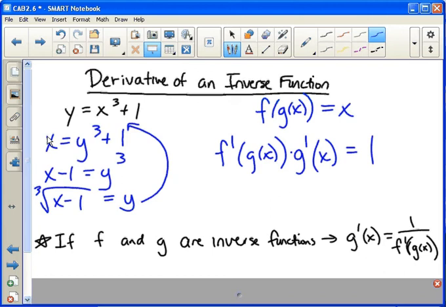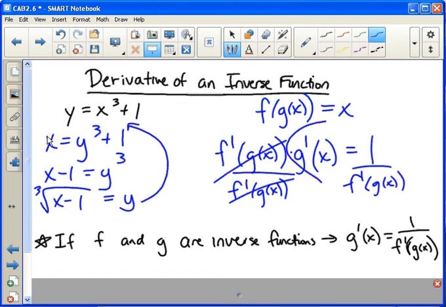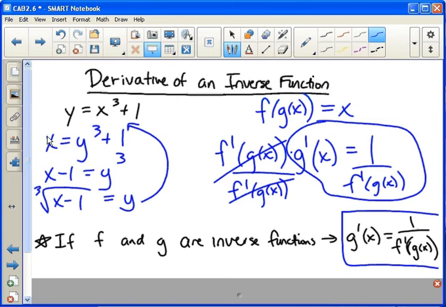Now, all you have to do to get their equation is divide both sides by f prime of g of x. And that leaves you with just their equation. g prime equals 1 over f prime of g of x. Like I said, you don't have to be able to reproduce what I just did. The key that you remember and know how to use is this equation that I'm boxing right here.